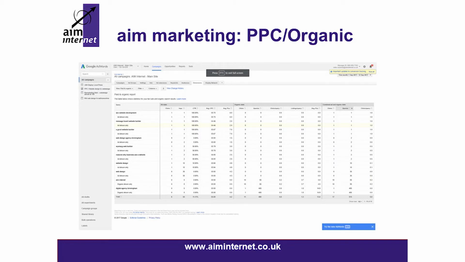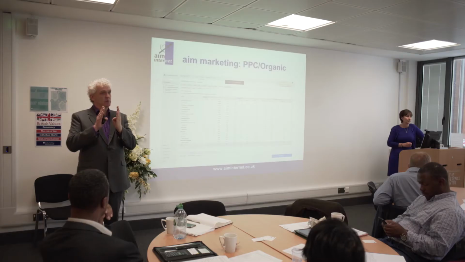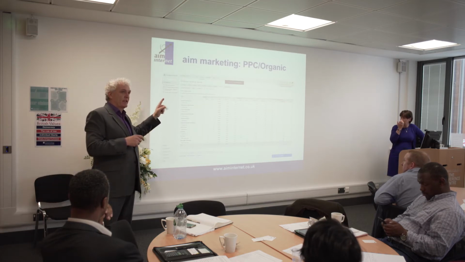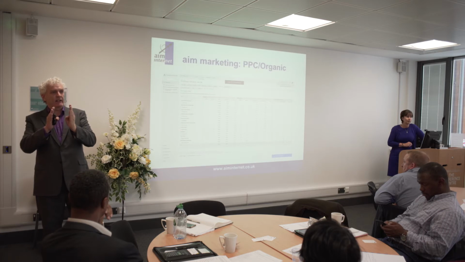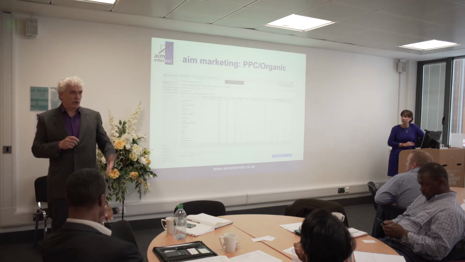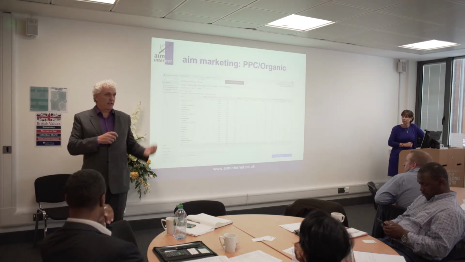So this here is a tool within AdWords. You click on dimensions and you go to paid and organic. So you go into AdWords, you click dimensions, you click paid and organic, and it will show you, when you've linked it correctly, all your paid traffic, all your organic traffic, and combined.